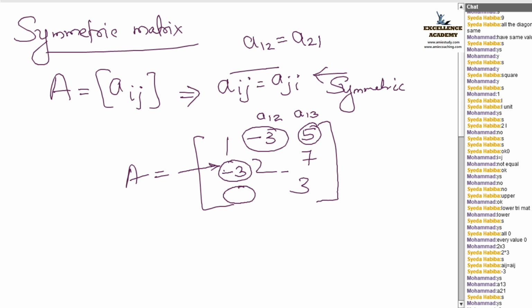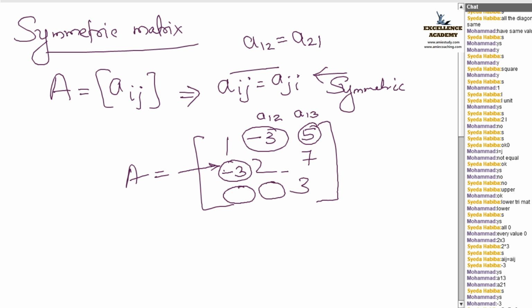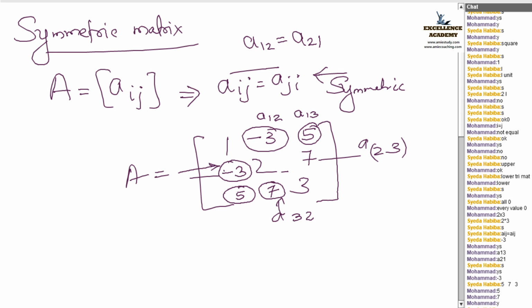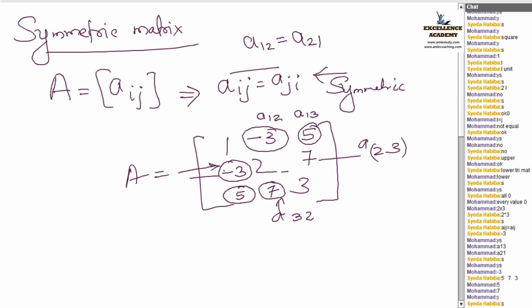Then what about these two unknowns? Yes, this one is 5, and this one is 7. So it is 2, 3, and this is 3, 2. Agreed? Clear? Any doubt in this?